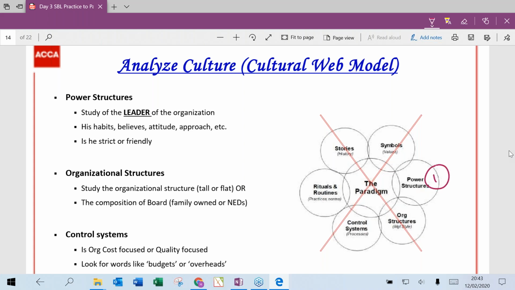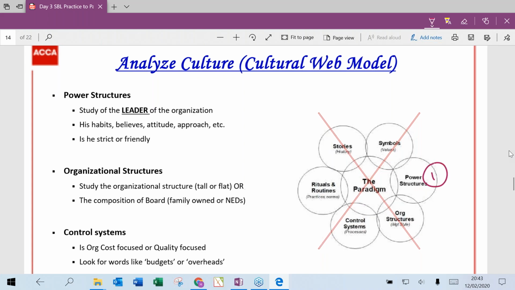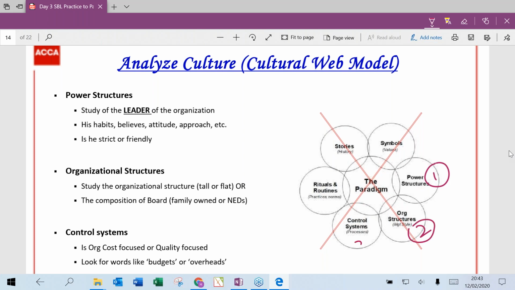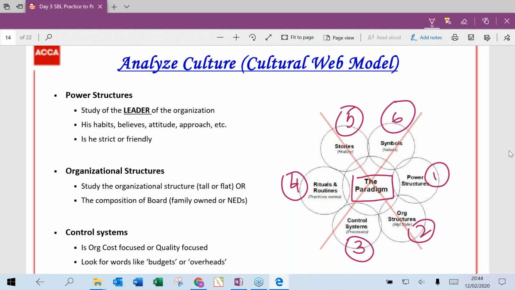power structure, that's the first thing we look at. Then we look at organizational structure, then control systems, then rituals and routines, stories and symbols. This is as per this model. Okay, and in the center it is called paradigm, but paradigm simply means it's another word for culture. Okay, so there are 6 things which we look at whenever we want to study the culture prevailing in a particular organization. So now, power structure, the first one.